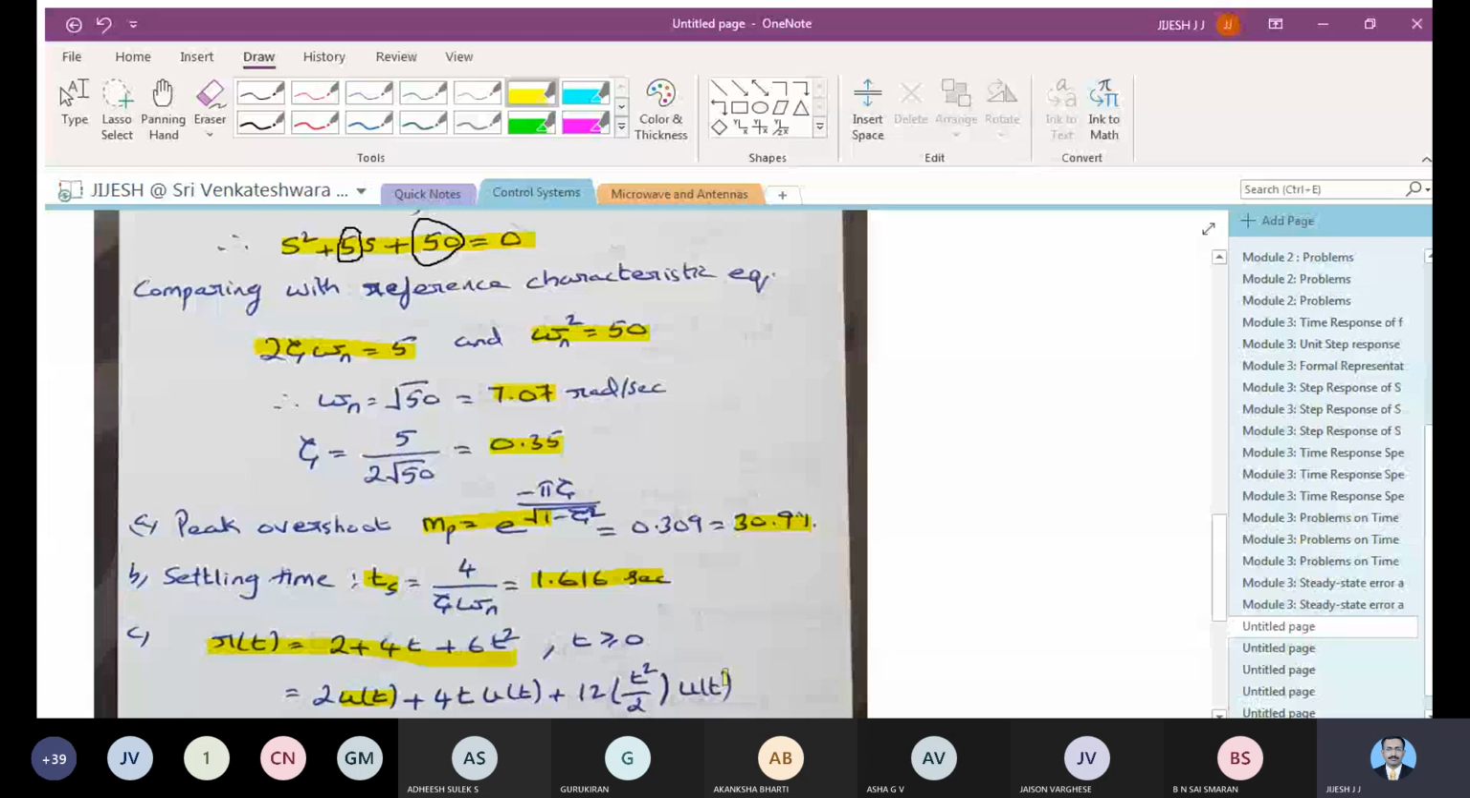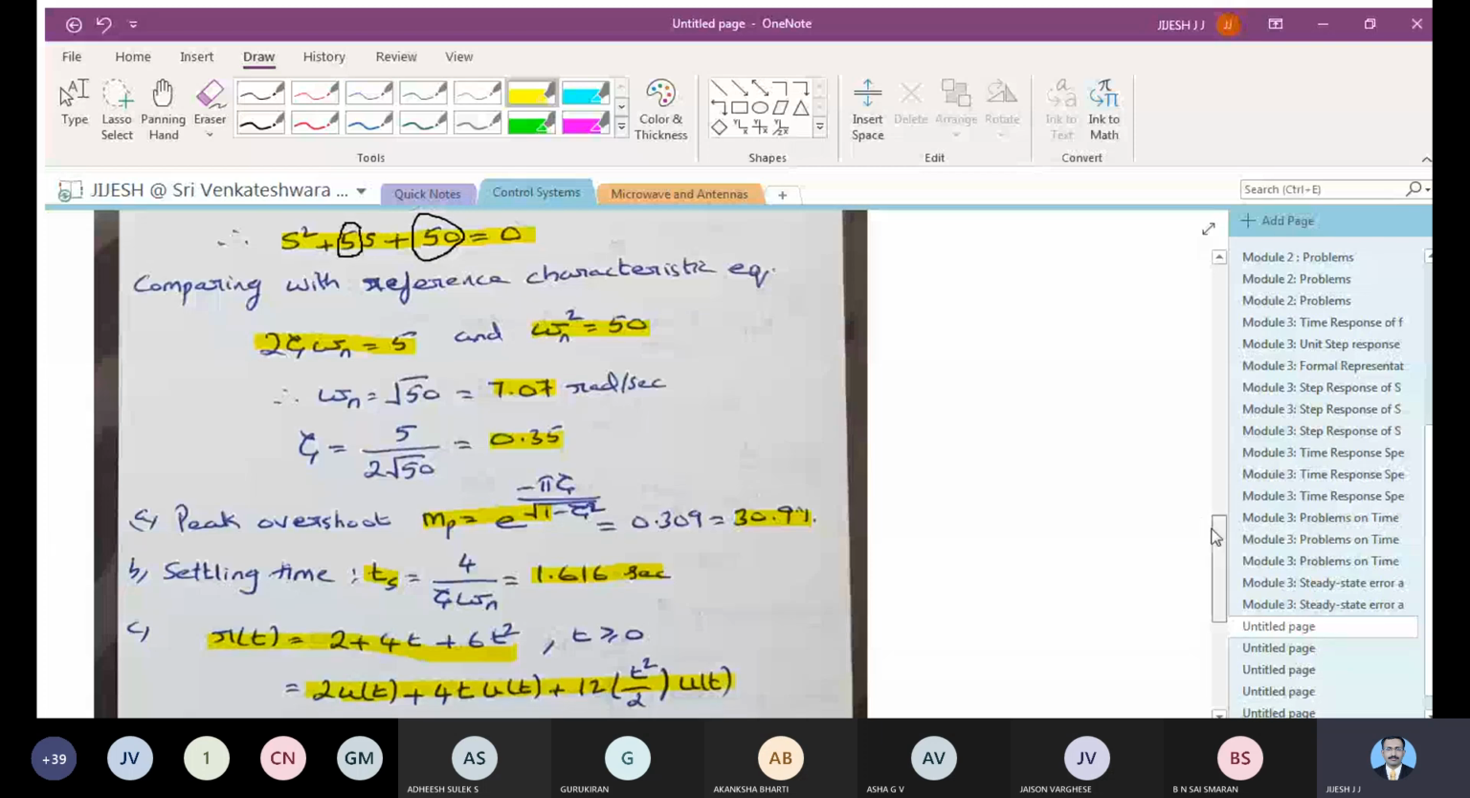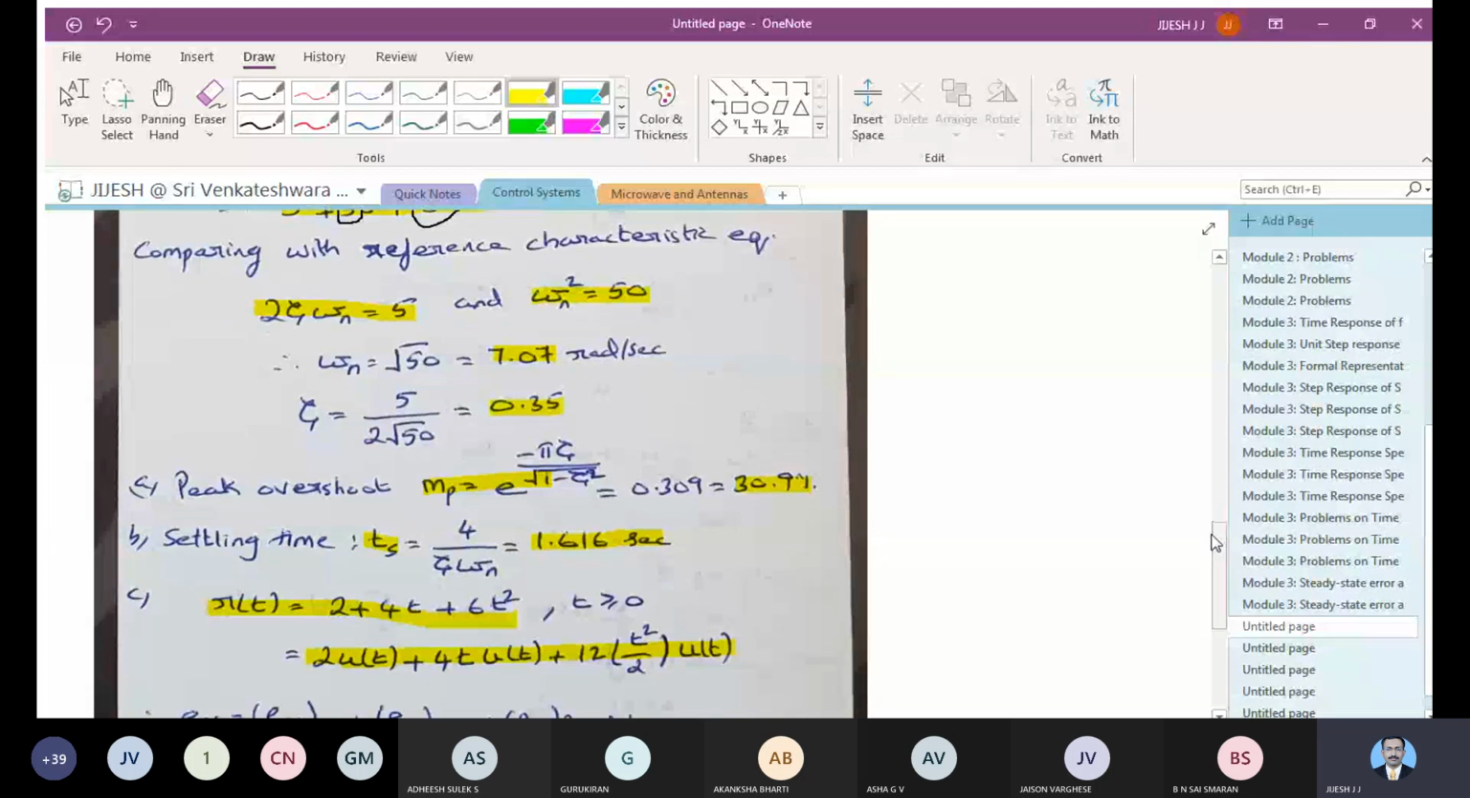So r of t, we have the function, so we have to take the Laplace for that, and when you do it, you'll get it as 2u of t. All of you have to just study the basic equations of Laplace, so those things will be helpful for you to solve all these kind of small problems.